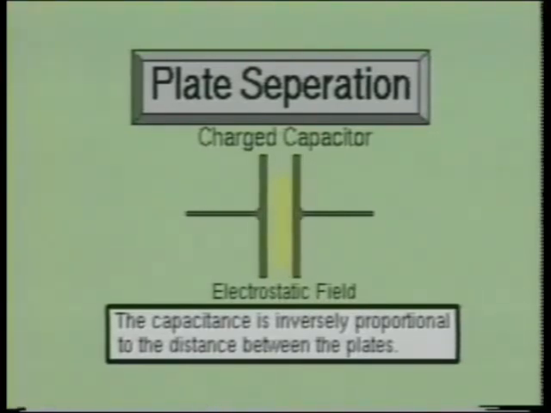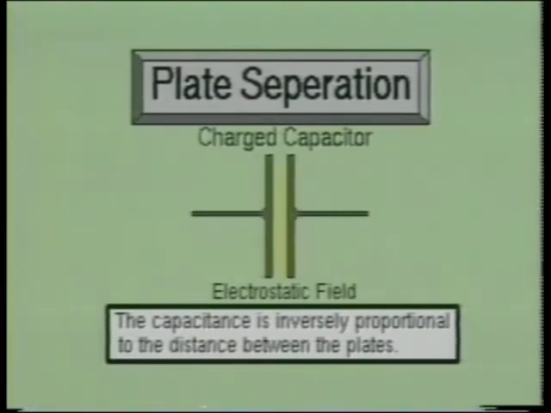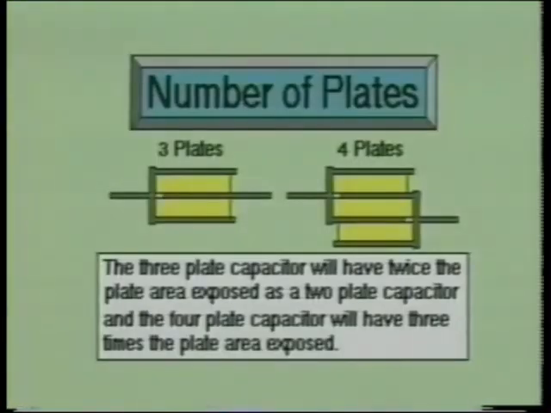Even though increasing the space between the plates of a capacitor decreases its capacitance, it does increase the voltage rating of the capacitor. Another factor which affects the capacitance of a capacitor is the number of plates. A 3-plate capacitor will have twice the plate area exposed as a 2-plate capacitor, therefore twice the capacitance. A 4-plate capacitor will have 3 times the capacitance. Multi-plate capacitors are usually designed so the plates are stacked on top of one another, separated by strips of dielectric material.